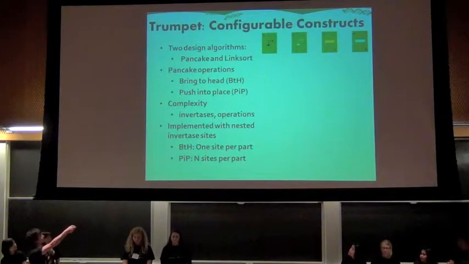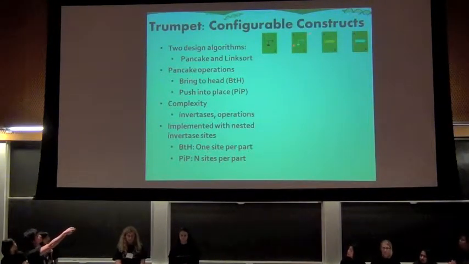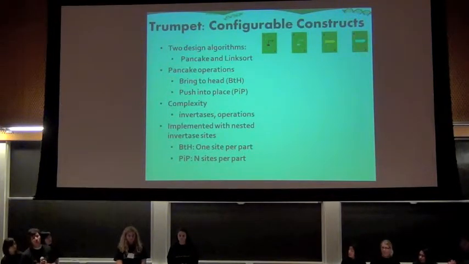And so up here at the top, we have 4 parts, 1, 2, 3, and 4. This is not the permutation I wanted. I actually want 2, 4, 1, and 3. To achieve my desired permutation, I can use one of our 2 algorithms, link sort or pancake. In the interest of time, I'll only be discussing pancake today. Pancake uses 2 operations, bring to head and push into place.